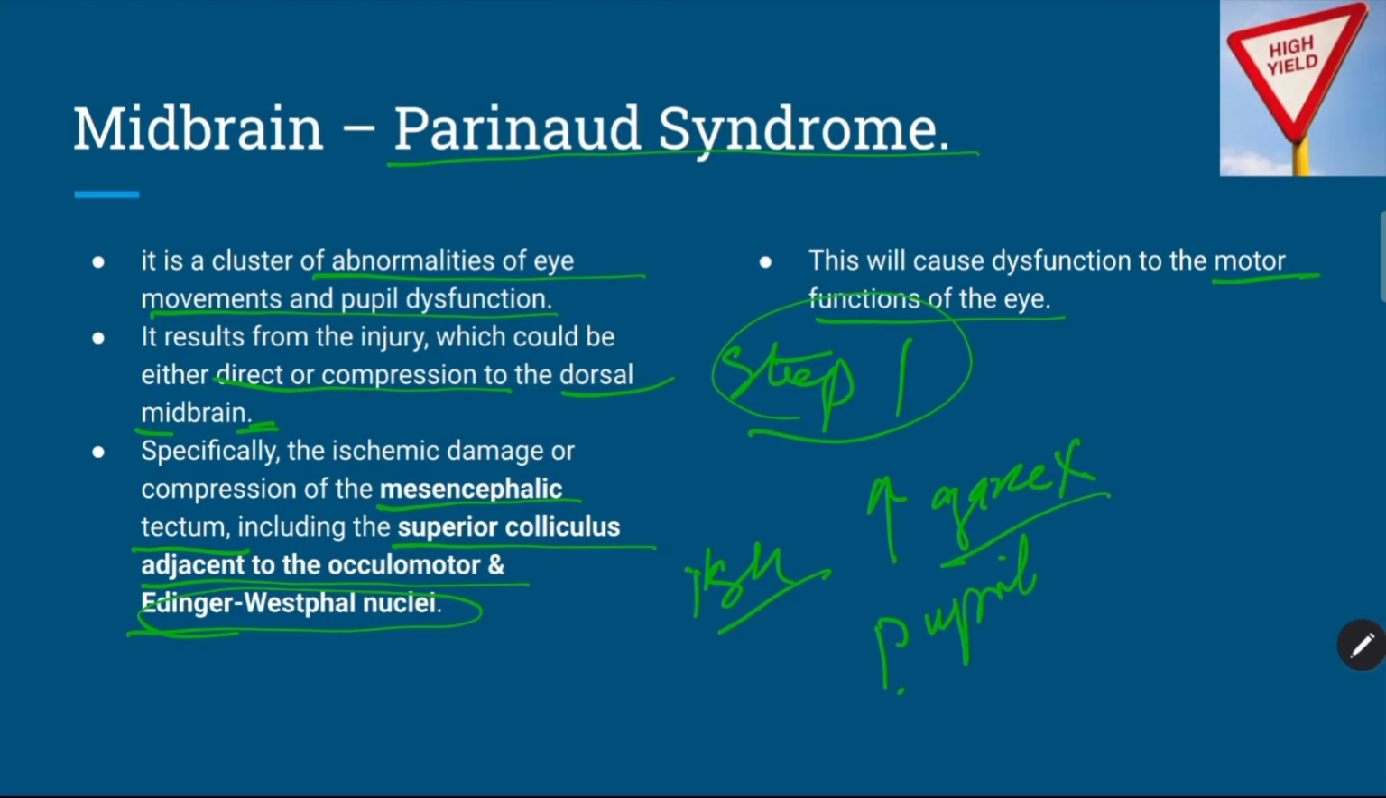For USMLE, this is a localization dream. Dorsal midbrain damage screams Parinaud. It's often tied to masses or stroke, so knowing the anatomy here, the tectum's role in eye movement and those nuclei that are nearby is the key. Step 1 loves these neurocases, so let's lock this in.